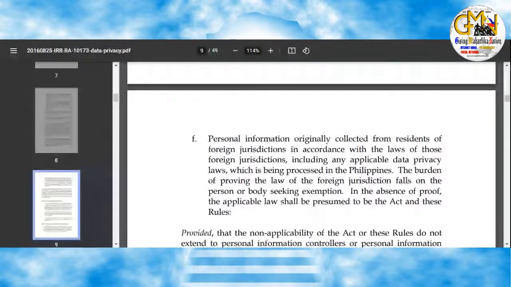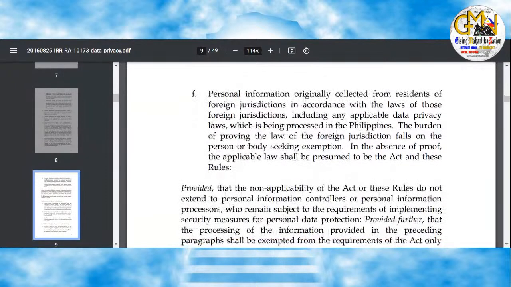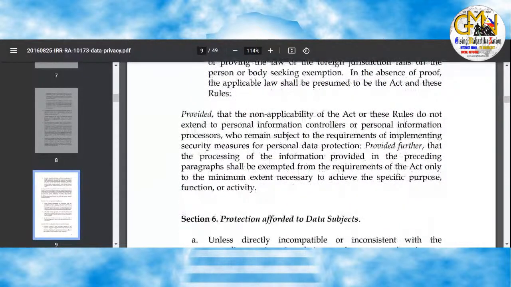Personal information originally collected from residents of foreign jurisdictions in accordance with the laws of those foreign jurisdictions, including any applicable data privacy laws, which is being processed in the Philippines. The burden of proving the law of the foreign jurisdiction falls on the person or body seeking exemption. In the absence of proof, the applicable law shall be presumed to be the Act and these rules, provided that the non-applicability of the Act or these rules do not extend to personal information controllers or personal information processors who remain subject to the requirements of implementing security measures for personal data protection.